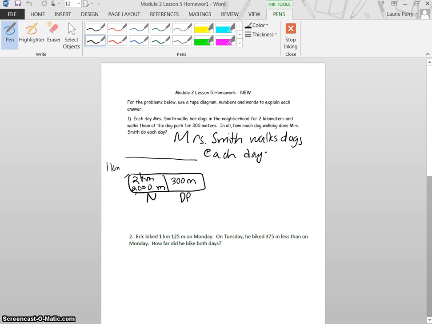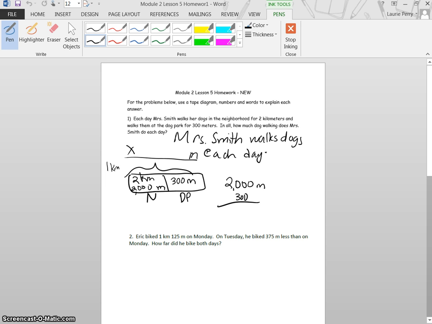So I want to know, how much does she walk her dog altogether? It would be 2,000 meters plus 300 meters. You guys need to do the math and fill in the blank. And make sure you label it meters.